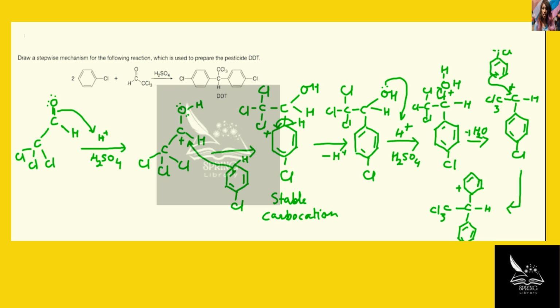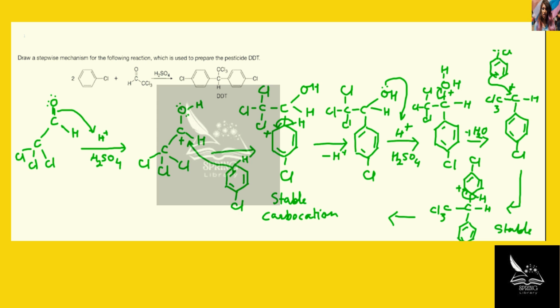and it will remain chlorine. This is again a stable carbocation because of the resonance structure in the second ring, and the final product is formed after this. With the loss of one proton from here, and the double bond is making the benzene ring complete. So this is how the final product is formed.